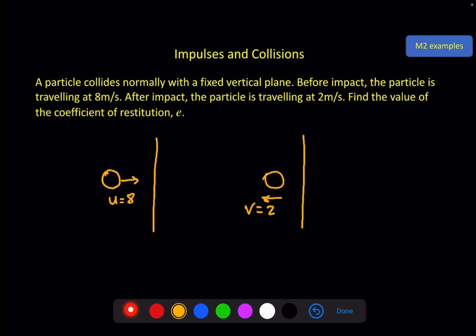So the reason questions like this are easier is partly because you don't need to worry about linear momentum, but also because for E, the speed of separation is just how fast it's coming away from the wall after the impact, and the speed of approach is just how fast it's coming towards the wall before the impact. The wall will always have zero velocity. So E here is simply 2 over 8. Now if I was being very careful, I might say minus 2 here for the velocity, but it's still a positive 2 here for the speed. So E in this case is 1/4.